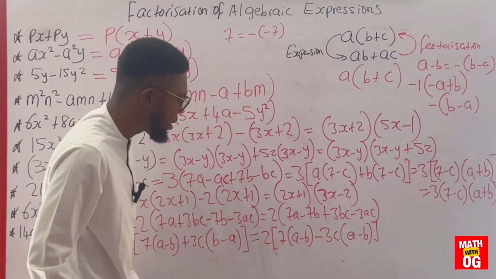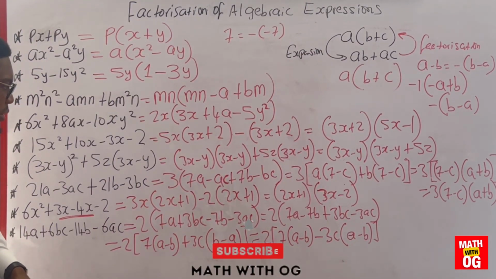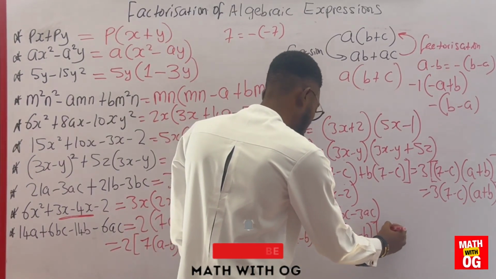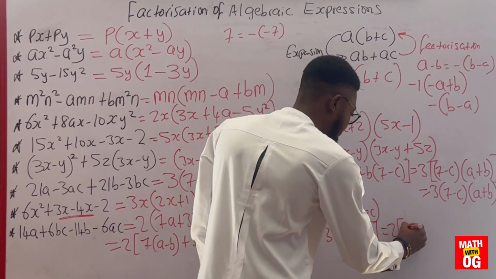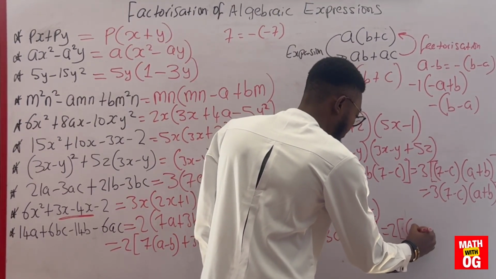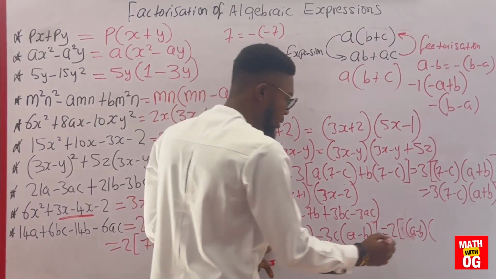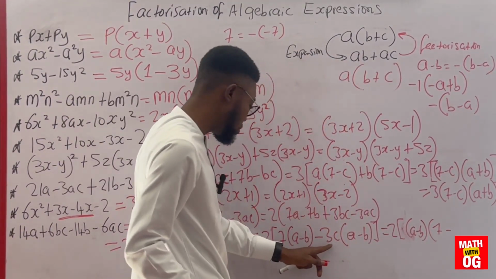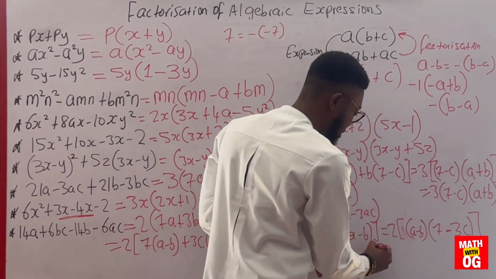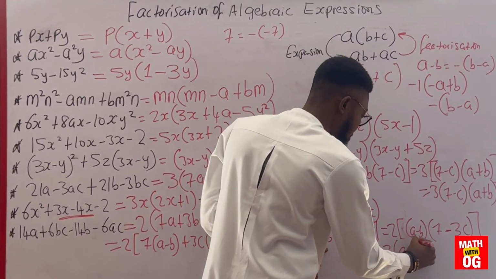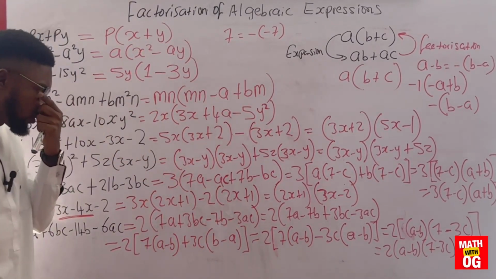Now a minus b, similar. So a minus b is common. So let's factor out a minus b. If I factor out a minus b, this will be 2, open bracket a minus b, open bracket. So a minus b will go into this guy 7 times, and a minus b will go into this guy 3c times. We have a negative 3c, close bracket. So this can be written as 2 into a minus b into 7 minus 3c. So that's the answer to the question.